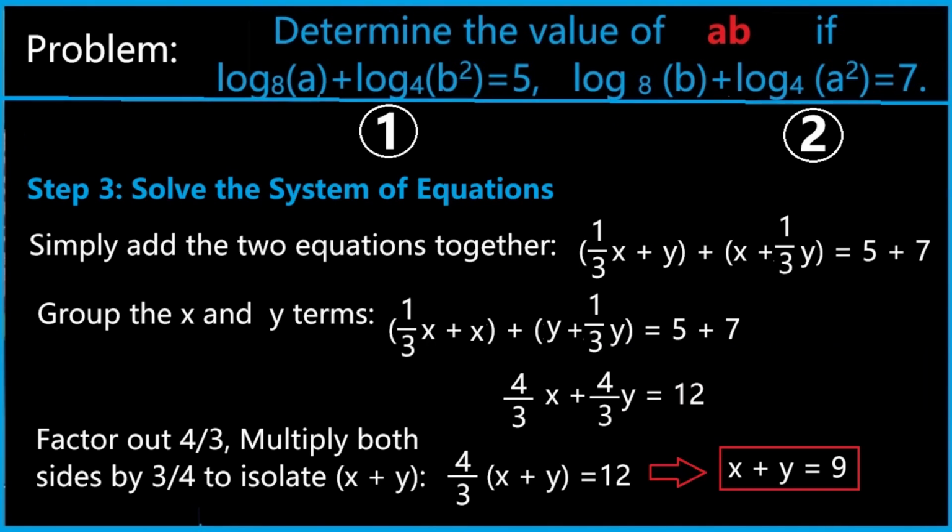Step 3. Solve the system of equations. A quick and efficient trick is to add the two equations together, as shown on the screen. After combining like terms, we obtain a new equation involving x plus y. Factor out the common fraction 4/3, then multiply both sides by 3/4 to isolate x plus y. This gives us the result, x plus y equals 9.